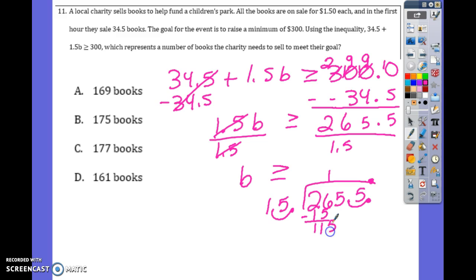15 goes into 115 7 times. 7 times 5 is 35. 7 times 1 is 7 plus 3 gives me a 10. So 15 times 7 is 105. And I subtract, and I get 10. Bring down the next number, which is a 5. And 15 goes into 105 7 times. 7 times 15 is 105. We subtract and get a remainder of 0. So 177 is the number of books the charity needs to sell to meet their goal.